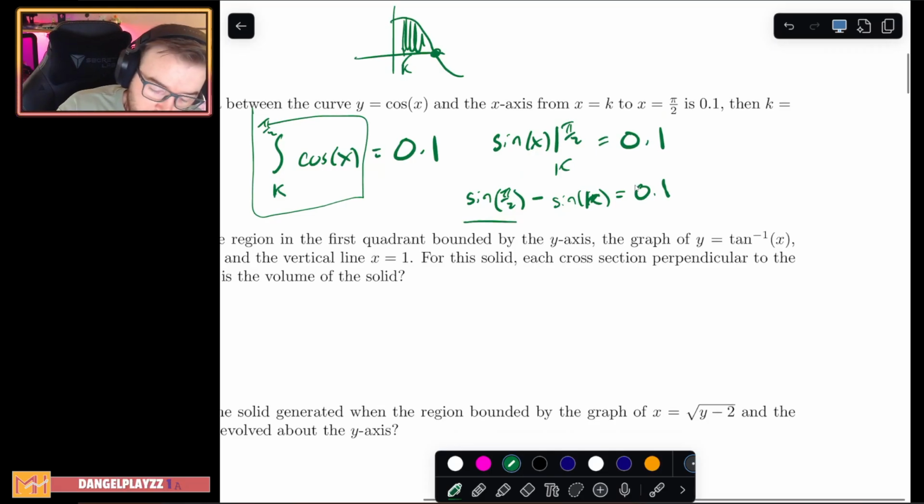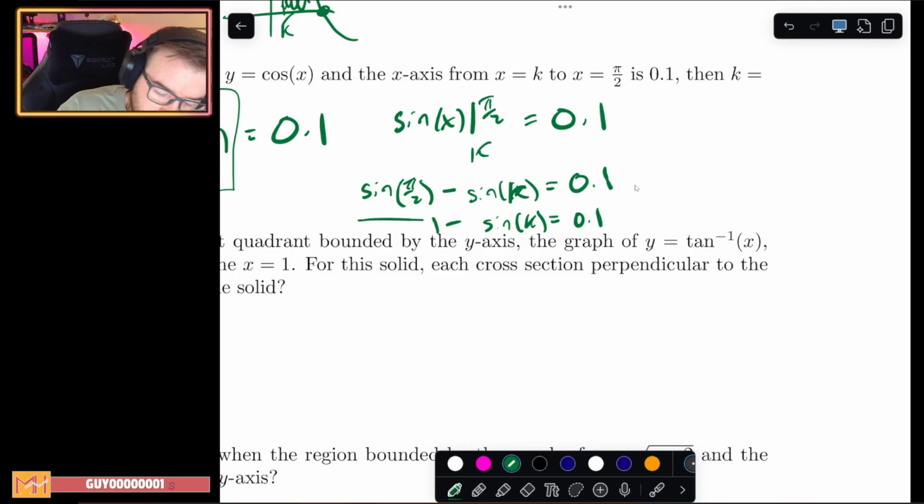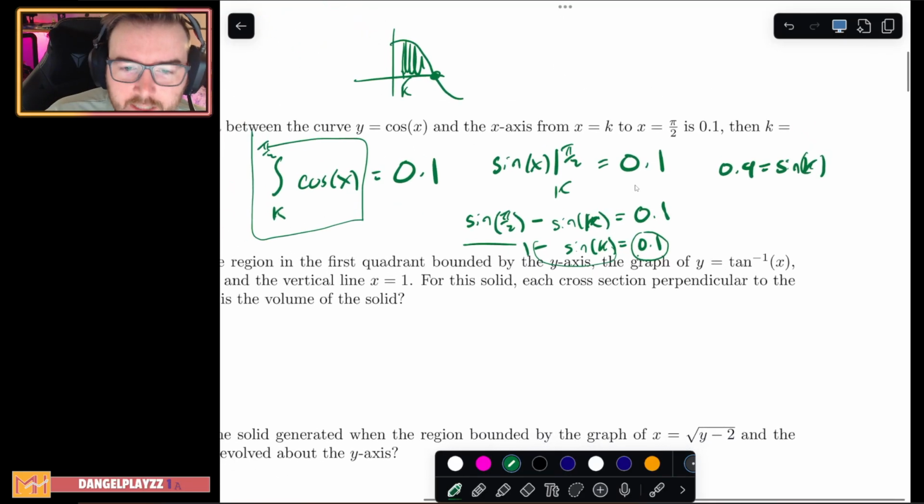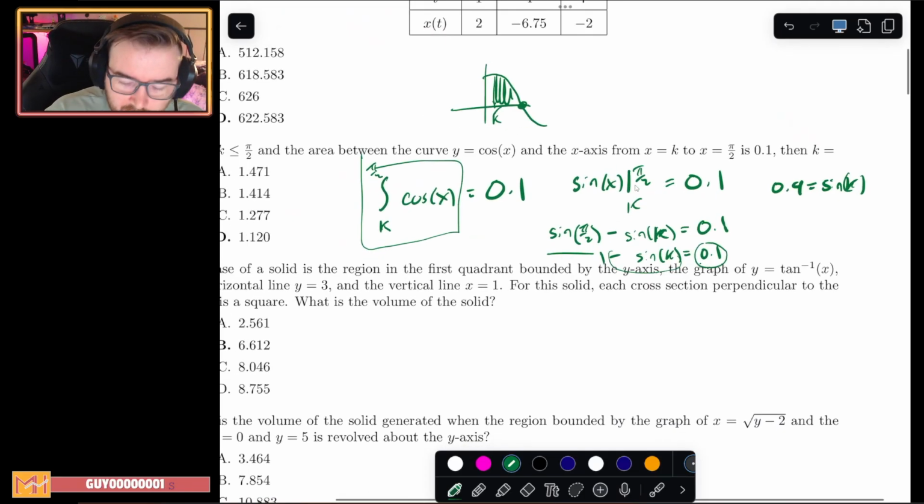And what is sine of pi over 2? That's of course just 1. So I'm going to add sine k to the other side and subtract 0.1. So 1 minus 0.1 is 0.9. So when does sine of k equal 0.9? K is just our new variable, right?